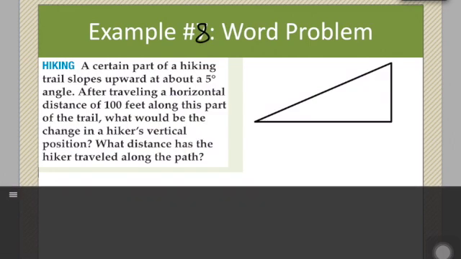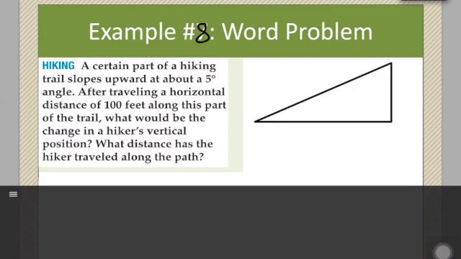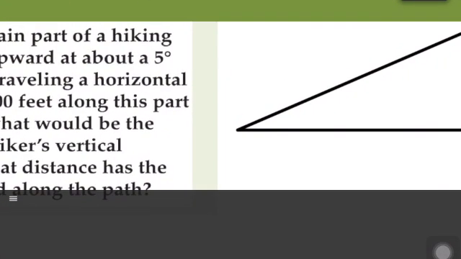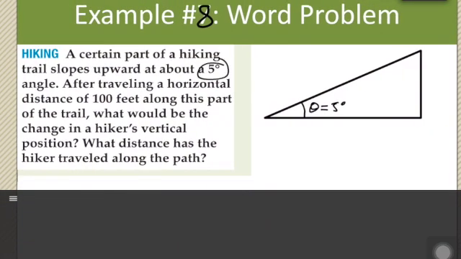It says a certain part of a hiking trail slopes upward at about 5 degrees. So usually when they give you an angle, we can typically just put it here, right? So we're going to call this angle 5 degrees. Right, that's what we're given. And it makes sense, right? The hiking trail is sloping upward, so we know it's going up.